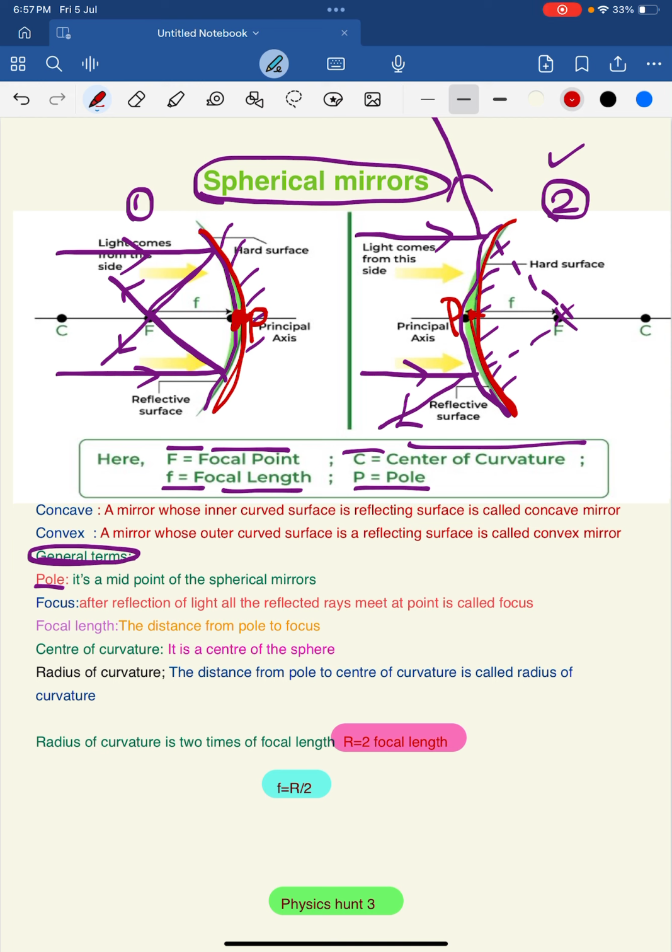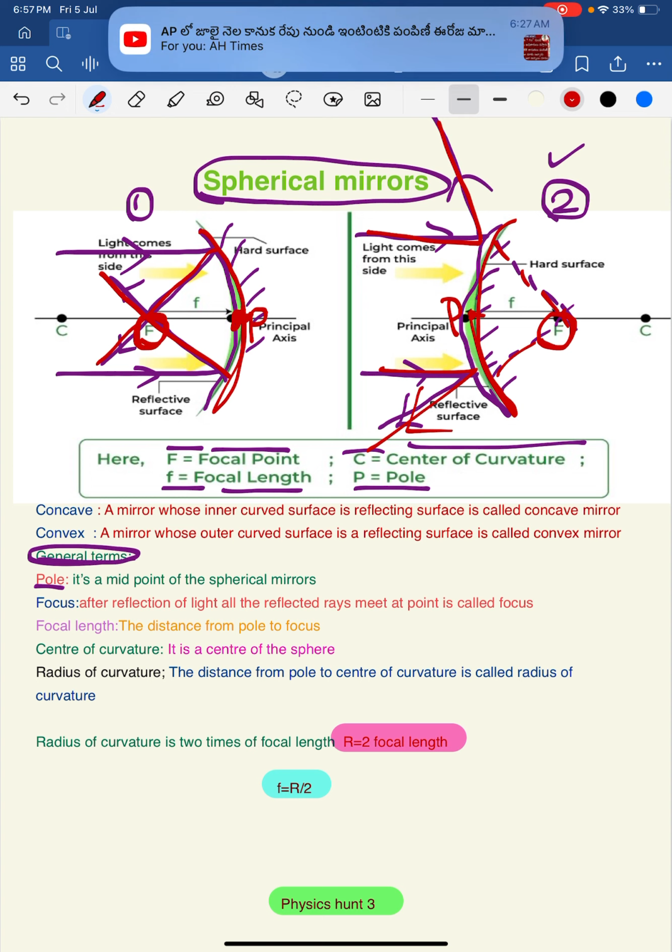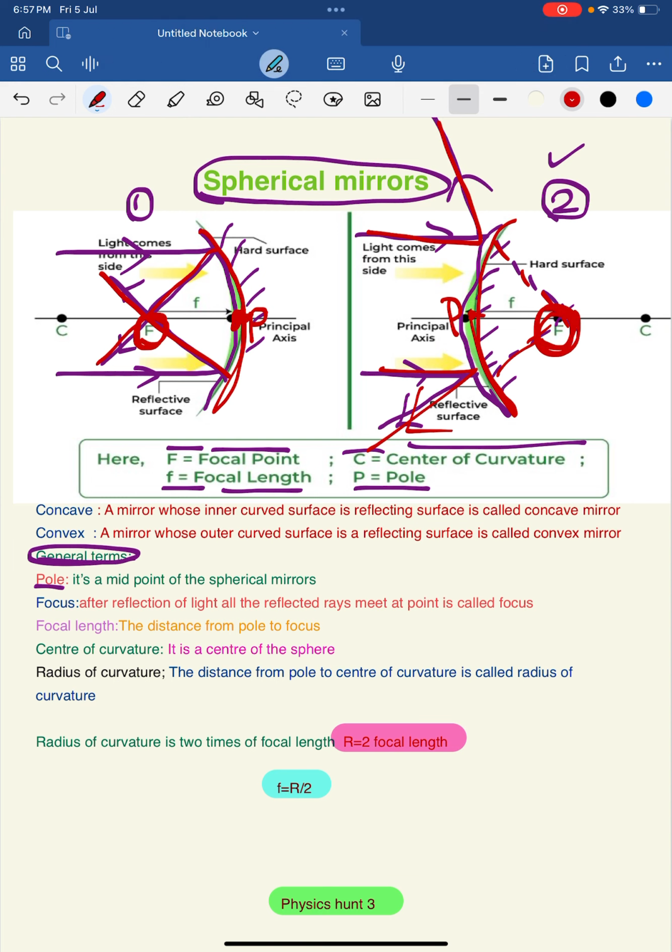Okay, now look at the diagram carefully. Here we have capital F. This capital F is called focus. Similarly, in the case of convex mirror also, F is located here. This capital F is called focus. What is the meaning of focus? Look at the diagram carefully. After reflection, the reflected rays passing through F is called focus. Similarly, in the case of convex mirror also, after reflection, the reflected rays are diverging like this, but the imaginary lines coincide at the focus. Okay, so after reflection, the reflected rays are meeting at a particular point. That point is called focus.